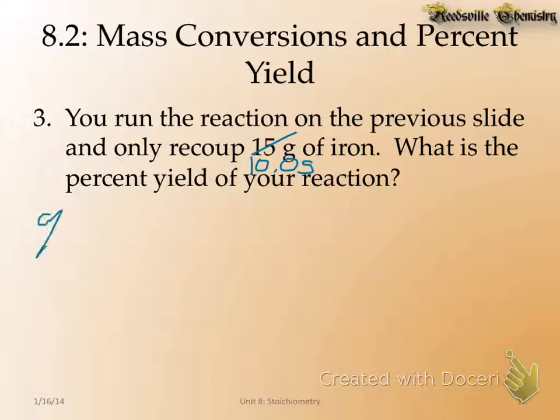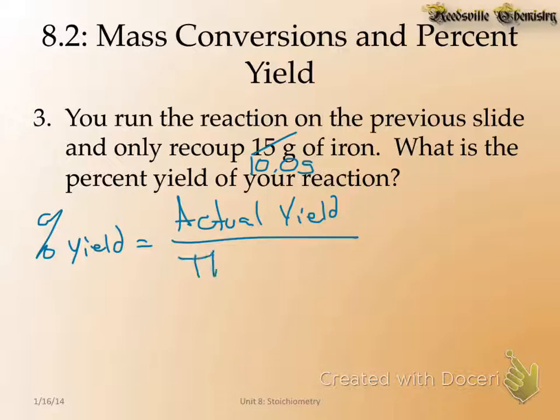So percent yield is just a simple equation. It's the actual yield divided by what we call the theoretical yield. Theoretical means what should you get if you do everything exactly correctly, you don't lose any material.